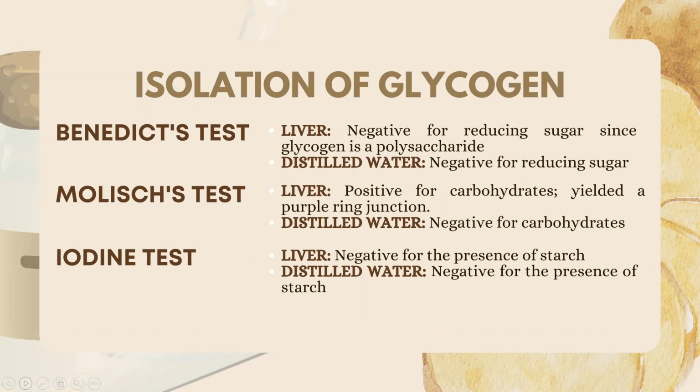So next is the Molisch test. For the chicken liver, it is positive for carbohydrates, yielding a purple ring junction. You can see that in the next slide. You will see it at the bottom of the test tube. For distilled water, it is still negative for carbohydrates.